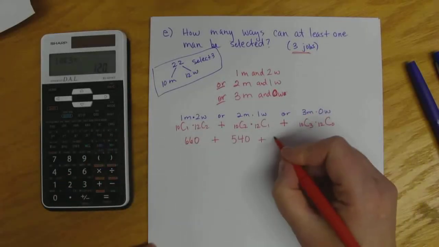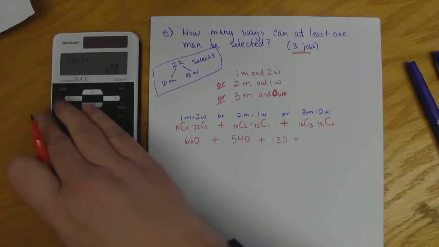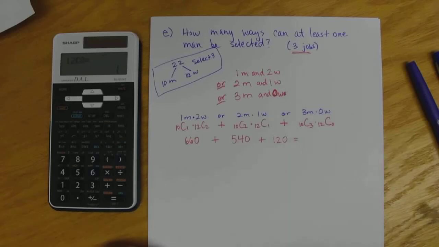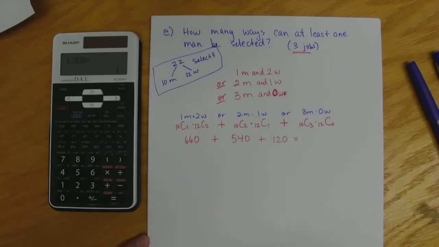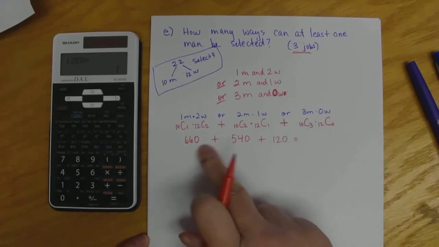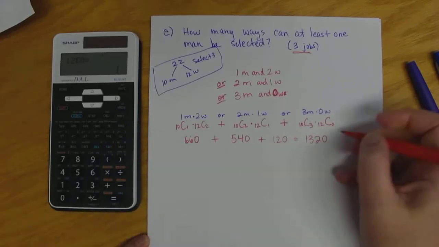12C0, if you put that in, is just one way. That's the option of not choosing anyone. There's just one way to not choose someone. And then if we add this up, we will get 1320.